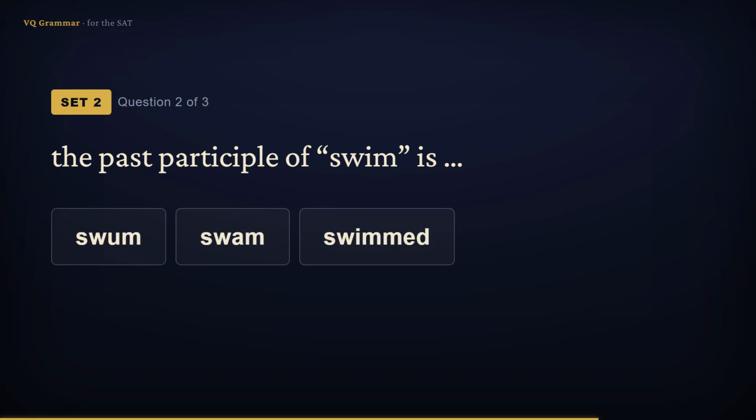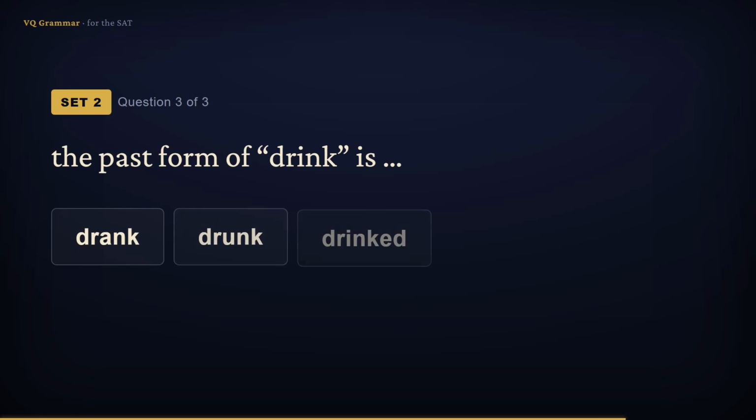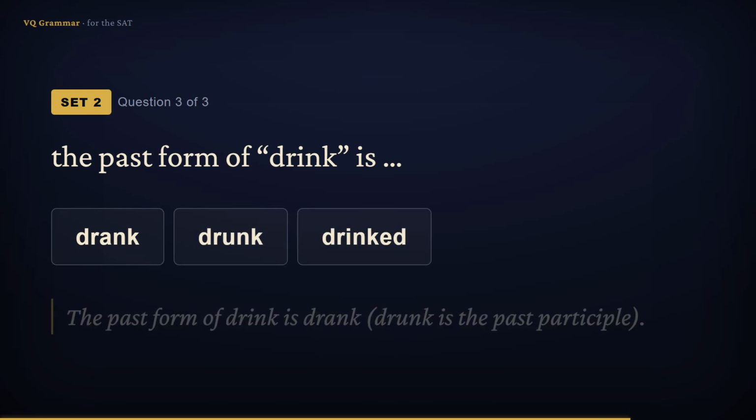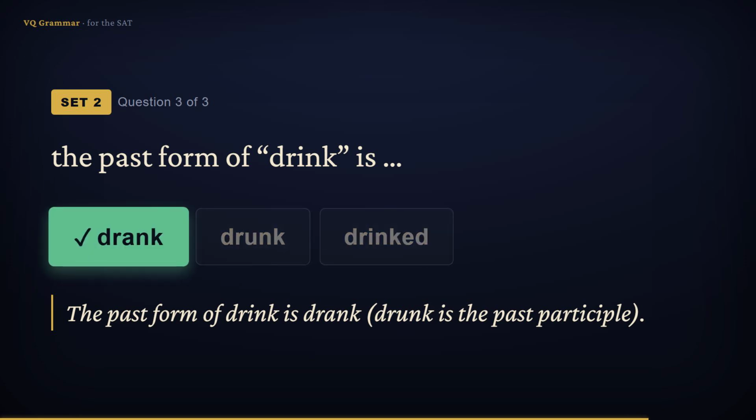The past participle of swim. Past form is swam, but the past participle, the one with a helper, is swum. So the answer is swum. The past form of drink. Drunk is the past participle, the one with a helper. But the plain past form is drank. So the answer is drank.